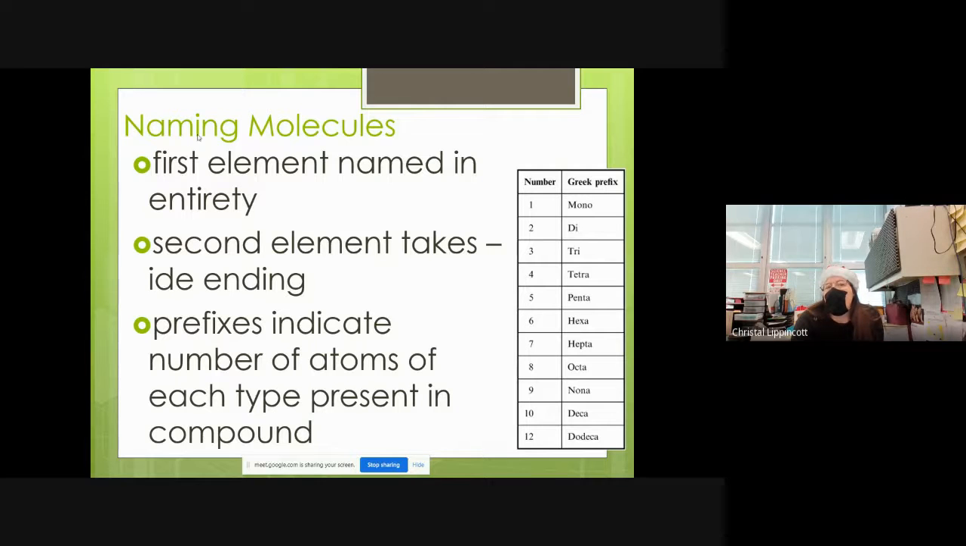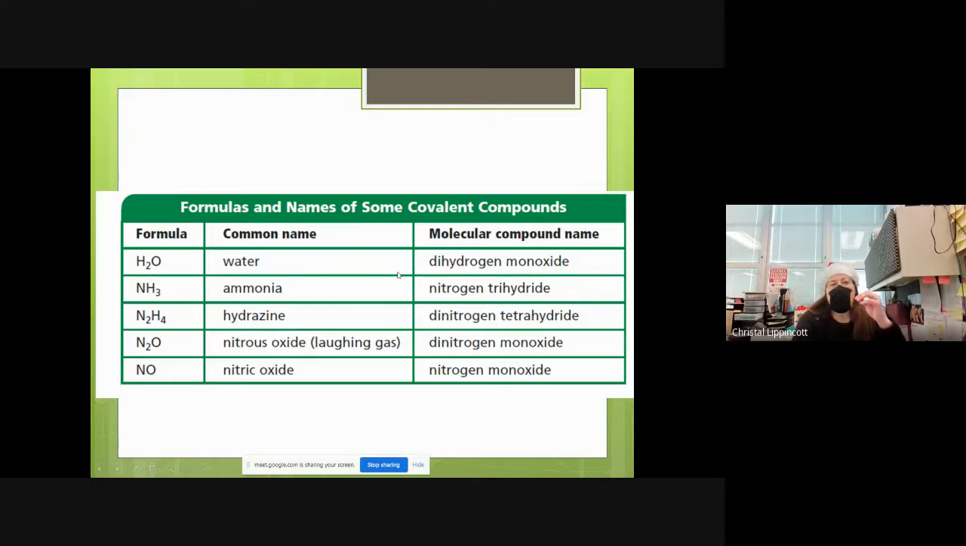So the rules for naming these are you're going to first name the element in its entirety. So carbon or fluorine or oxygen or hydrogen or nitrogen. Just name it out, okay? The second name then is going to take the "ide" ending, which you guys are getting familiar with. And then you're going to use prefixes to figure out how many atoms are present in each case, okay? Why is this not advancing? There we go. So let's look at some examples here.